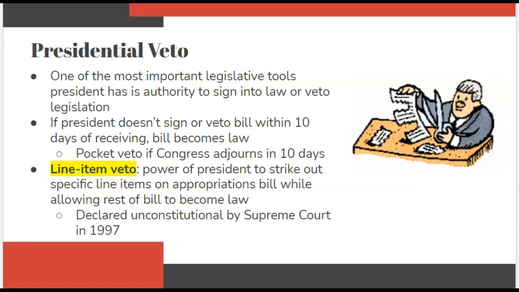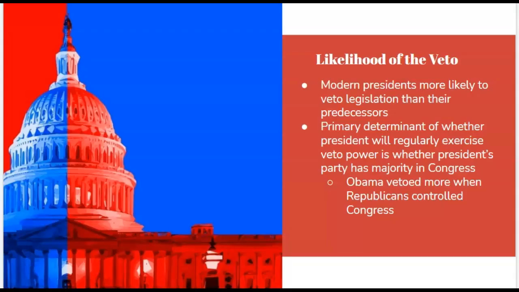Now, one of the primary determinants of whether a president will regularly exercise veto power is whether the president's party has a majority in Congress. So, for example, Obama vetoed more when Republicans controlled Congress.